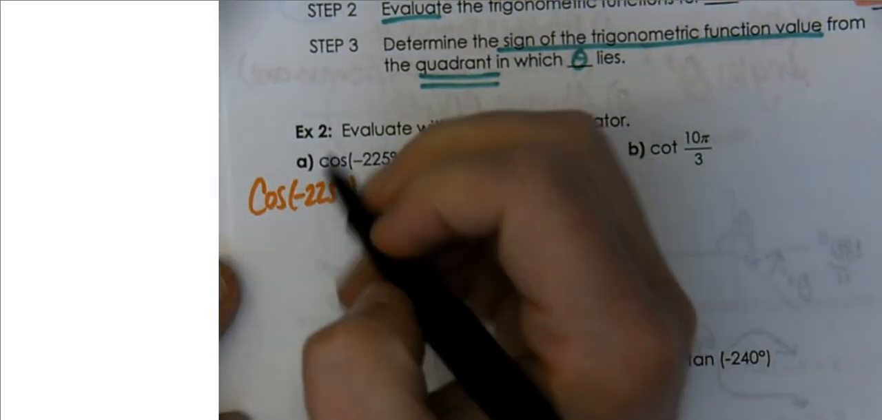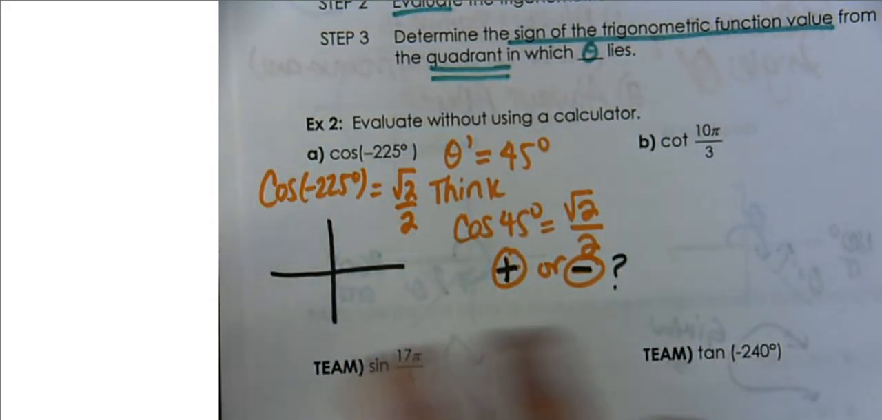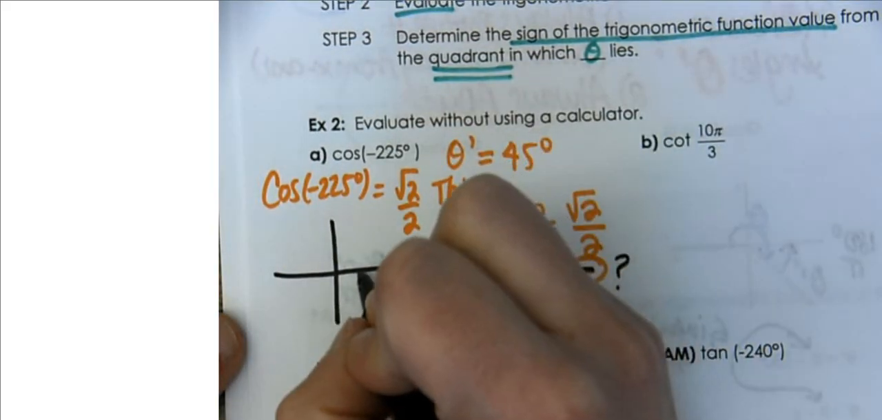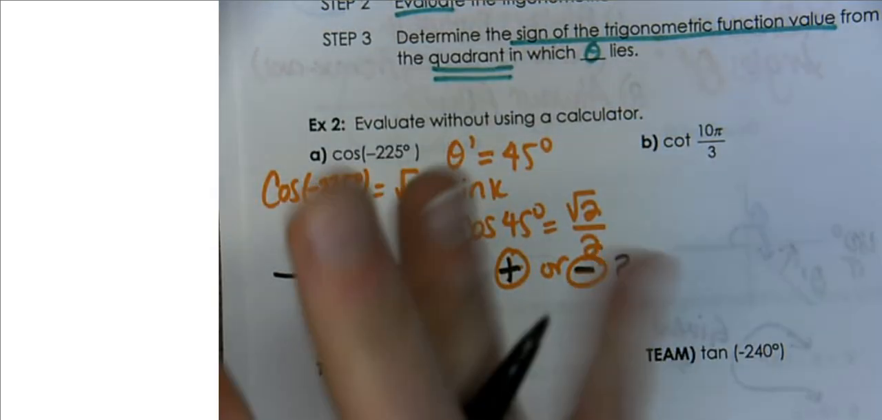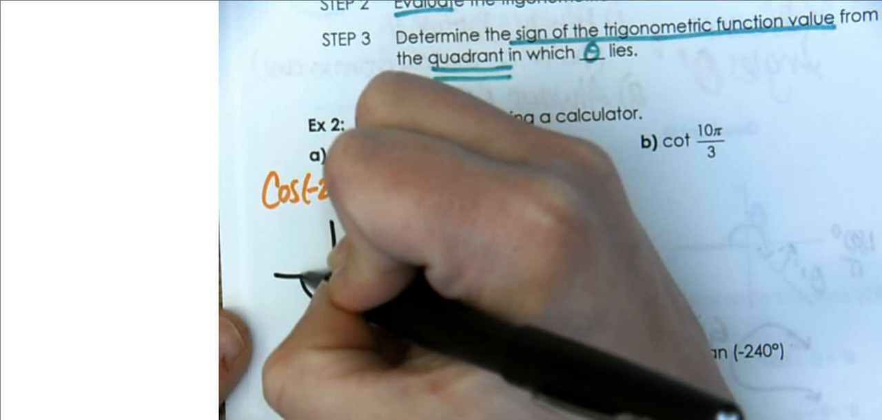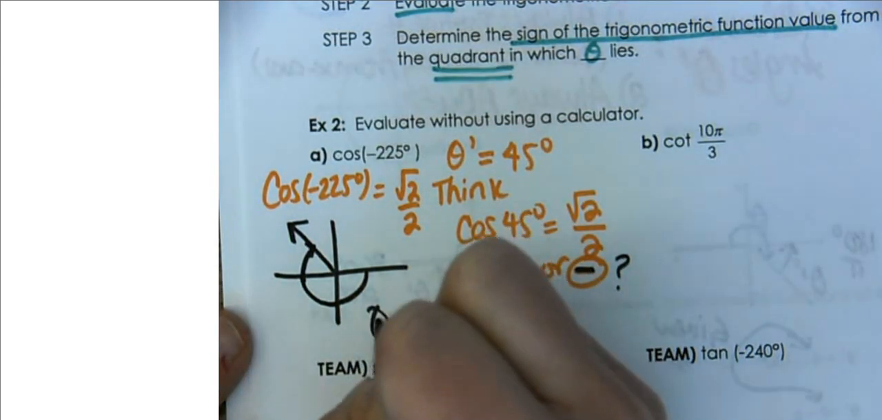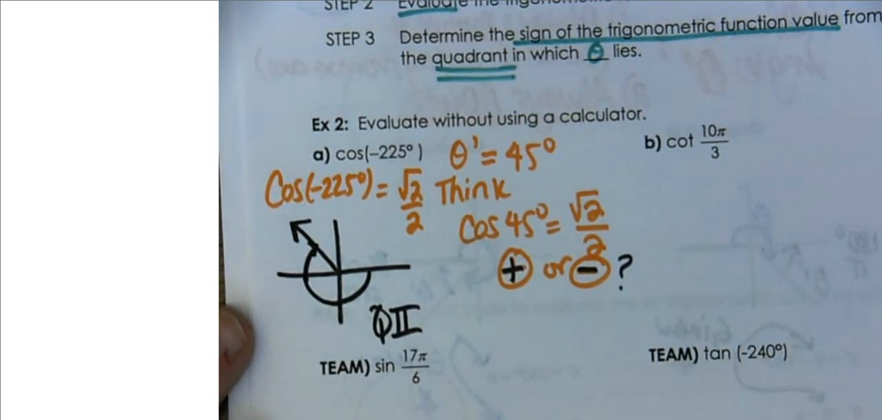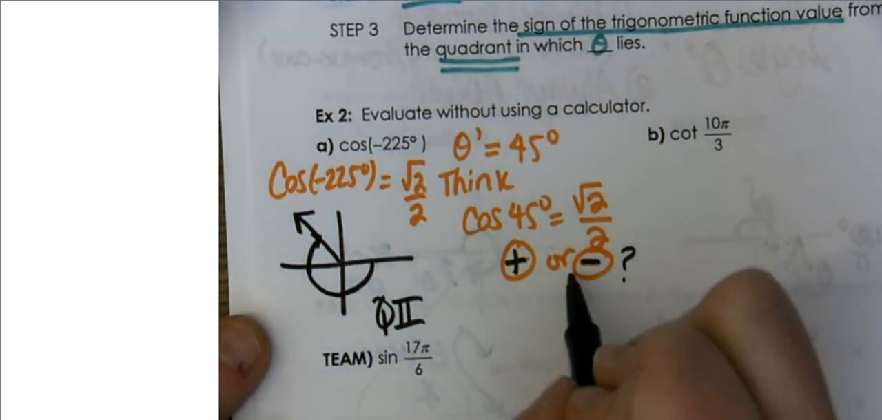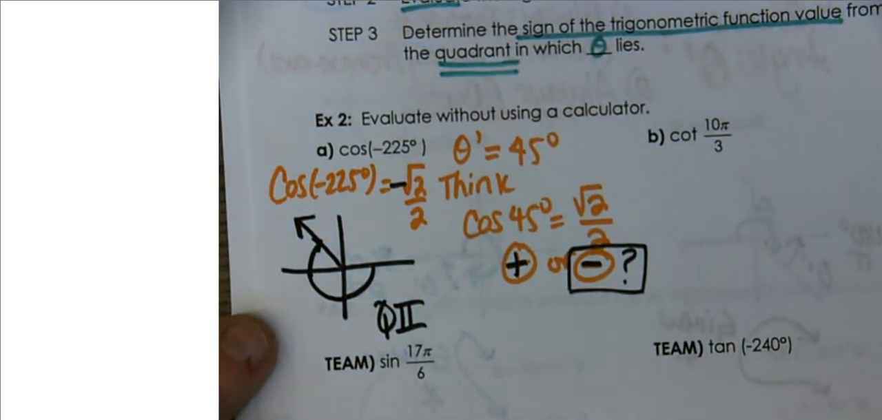So I know that for negative 225, if I were to draw a really quick sketch, I don't need it to be perfect, it's just a quick sketch, I'm going all the way to negative 180 and then just a little bit more, and I am landing in quadrant number 2. And in quadrant number 2, cosine is negative. So therefore, my answer is negative square root of 2 over 2.